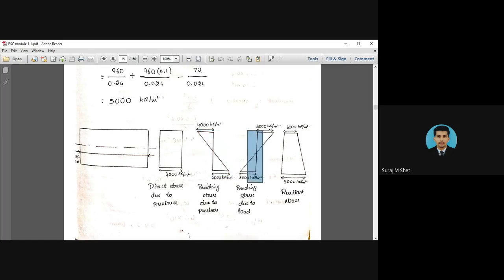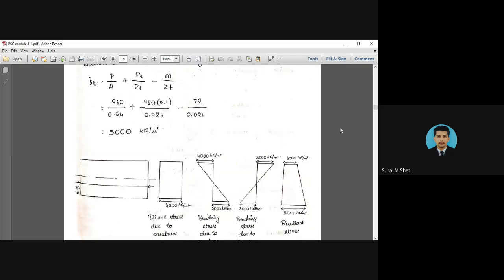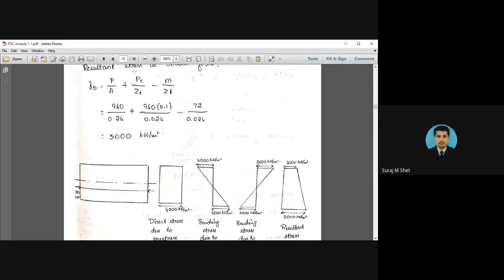The external load, what have they given? The external load they have given is 16 kilonewton per meter square. This is the bending stress due to external load, and this is the bending stress due to pre-stress. Pre-stress is nothing but P into E, divided by ZT. If you substitute and calculate this value, you will get something like 3000.